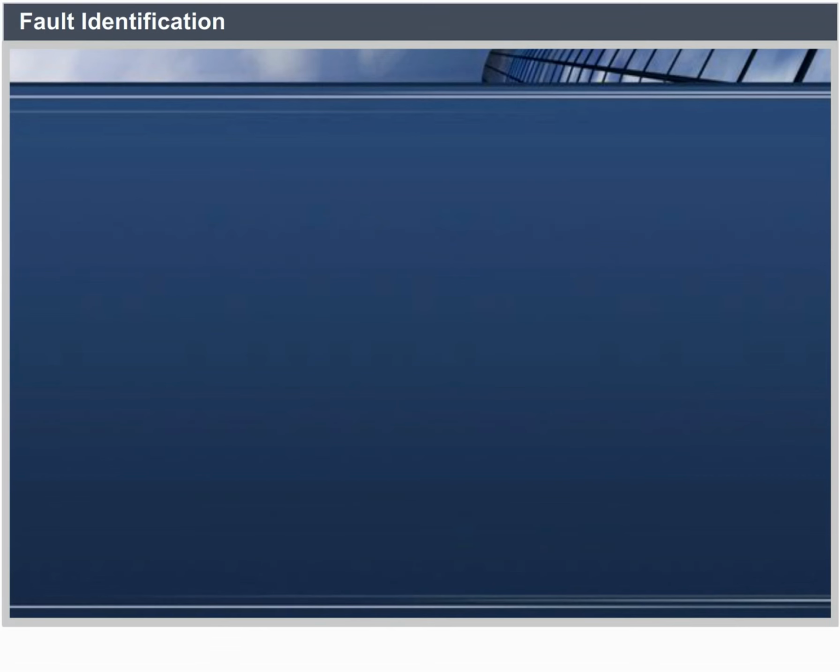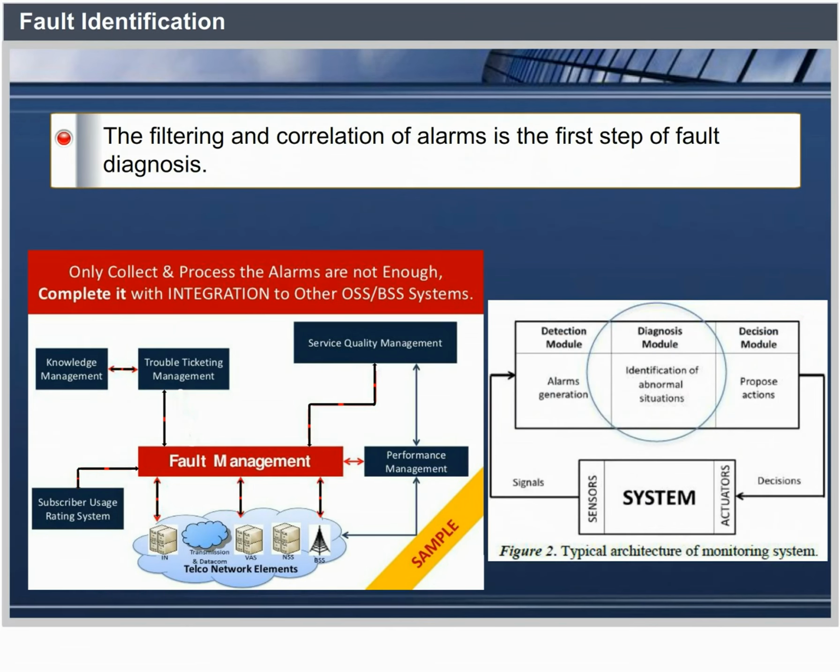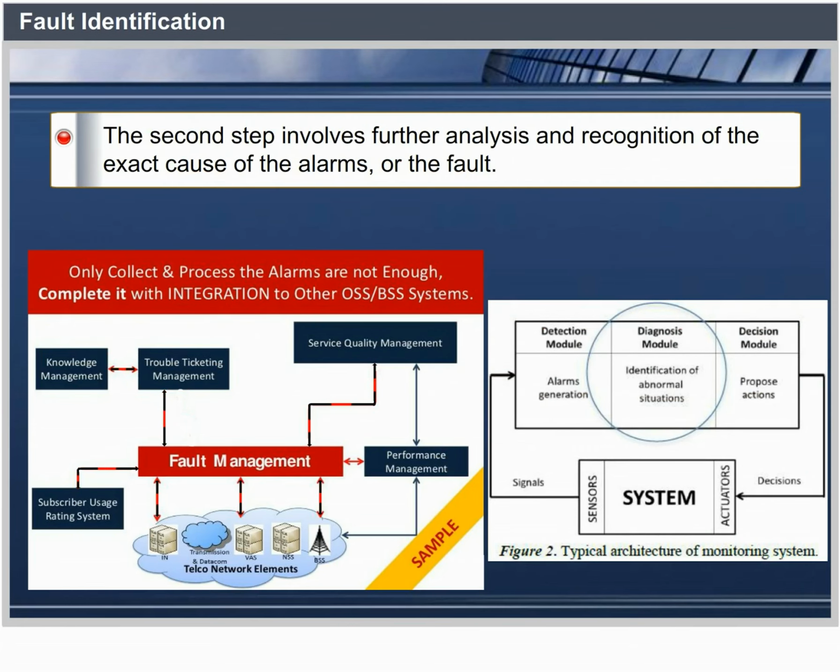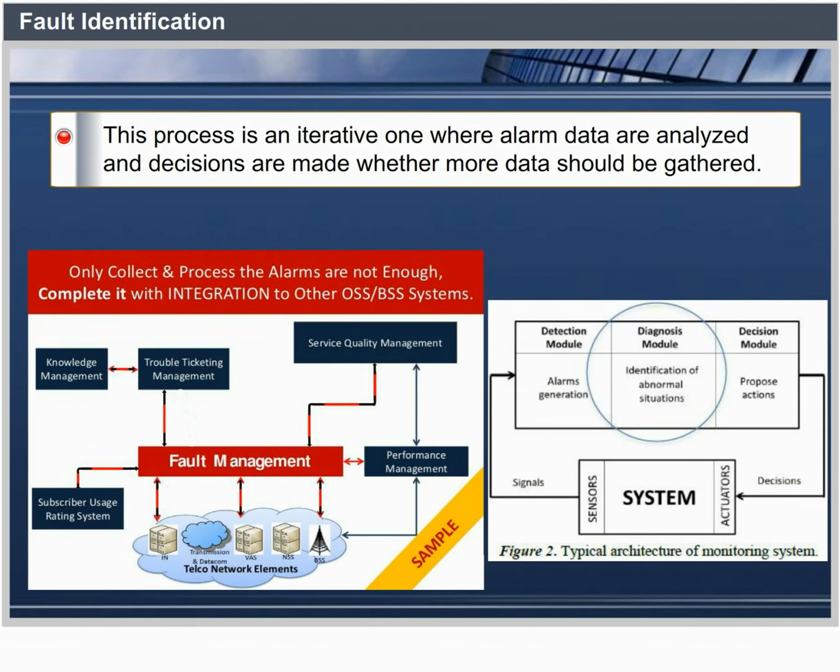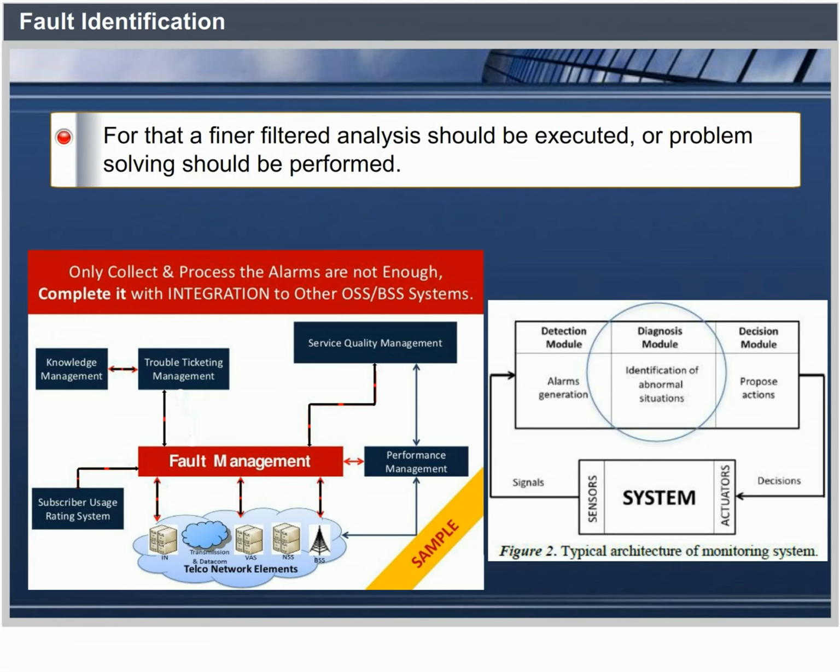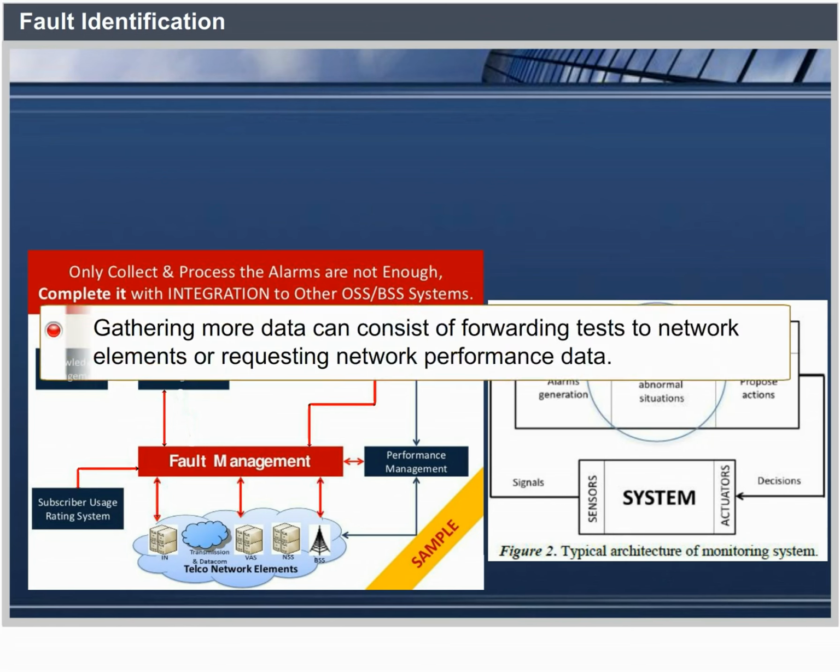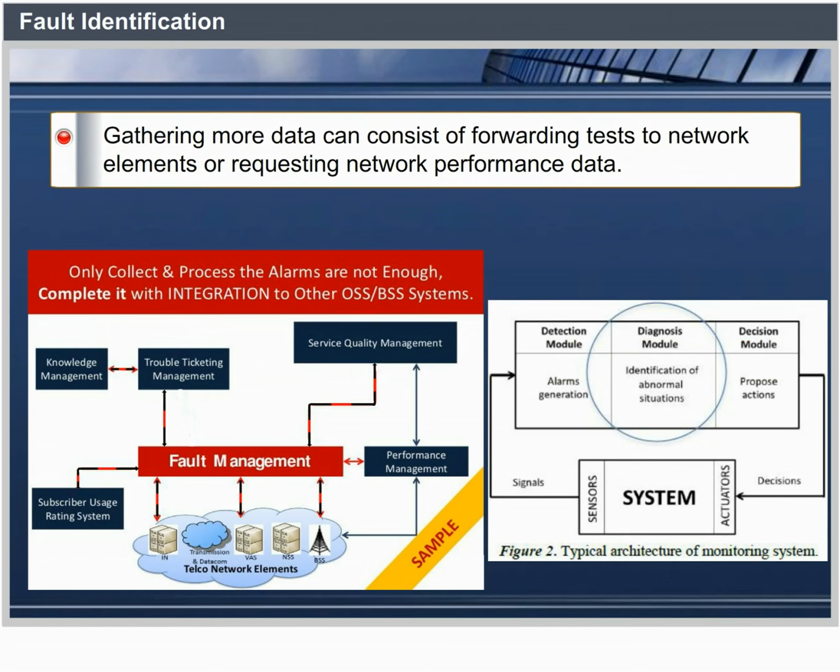The filtering and correlation of alarms is the first step of fault diagnosis. The second step involves further analysis and identification of the exact cause of the alarms or the fault. This process is an iterative one where alarm data are analyzed and decisions are made whether more data should be gathered. For that, a finer-grained analysis should be executed or problem solving should be performed. Gathering more data can consist of sending tests to network elements or requesting network performance data.